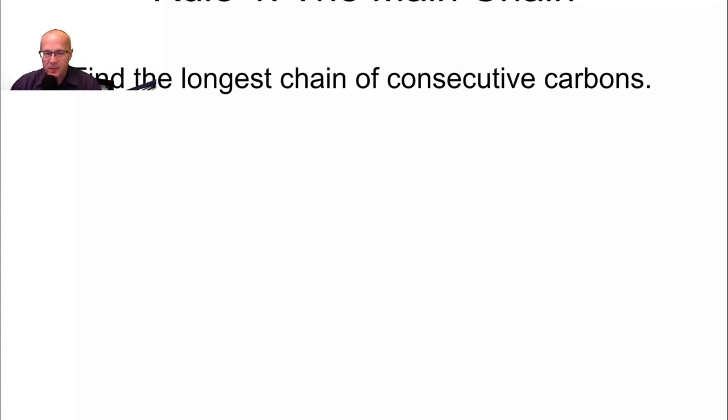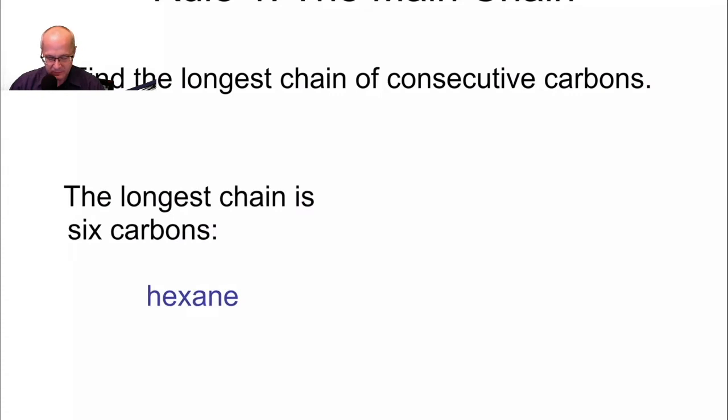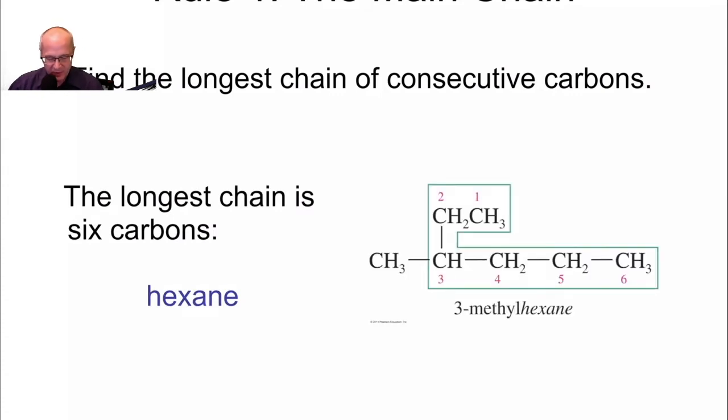All right. The main chain. Find the longest chain of consecutive carbons. So if we have this example here, notice we could count 1, 2, 3, 4, 5. We could have counted that way, right? That gives us 5 carbons. That would be a pentane. A lot of students want to count that way because it just seems easier. Yes, I know it seems easier. That's why I'm going to try to trick you.